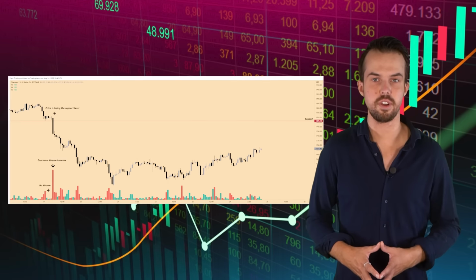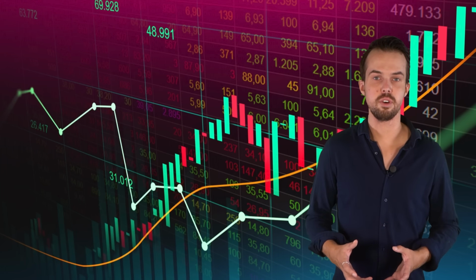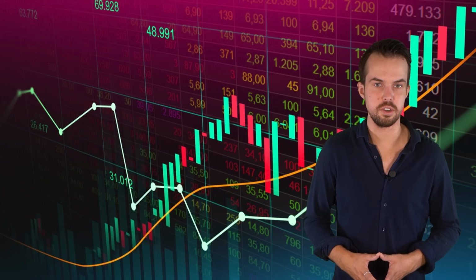The bottom line is that volume gives you extra confirmation when executing a trade. When price movements and volume coincide, you will have the extra confirmation you need to execute your trade.